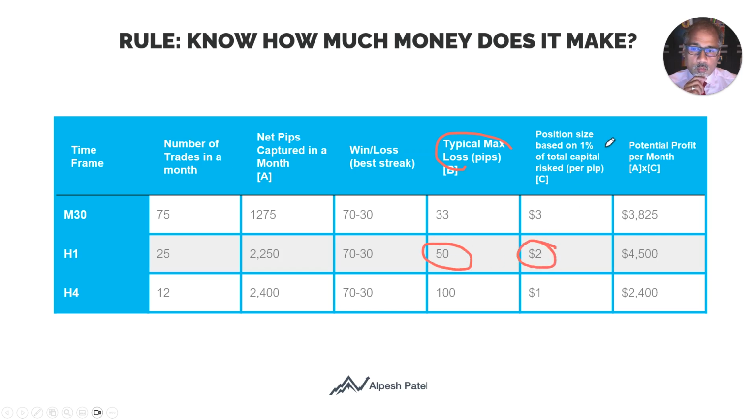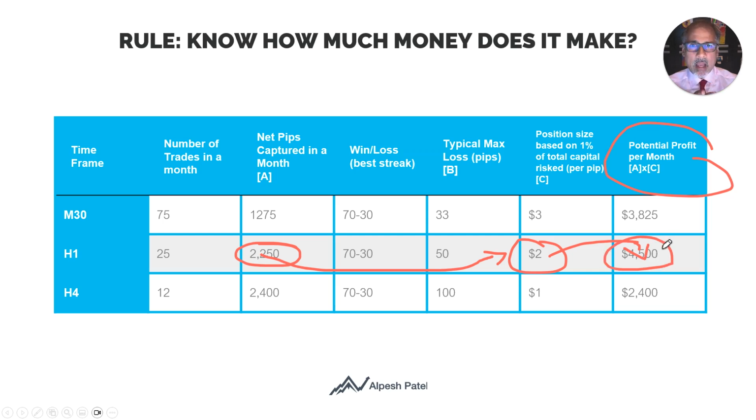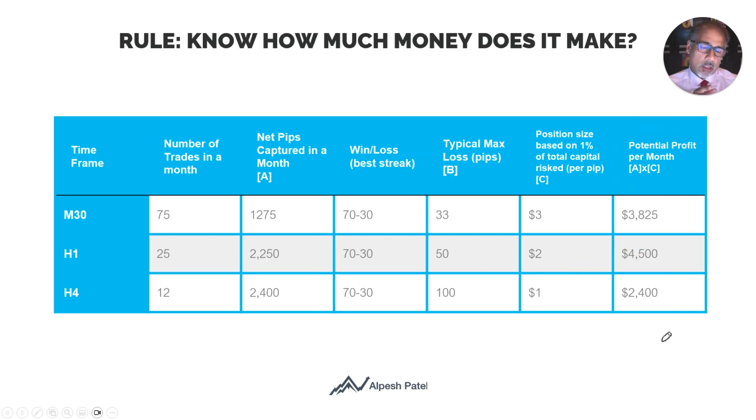Position size based on 1% capital. Well, if you did $2 a point, 2 times 50, you'd risk 100, losing $100. Potential profit per month, therefore, would be the pips times the position size, $2. Well, great, that's $4,500 a month. Hang on. But what I said to you at the start with the demo account: if you can make 100, you can make 1,000. If you can make 1,000, you can make 2.